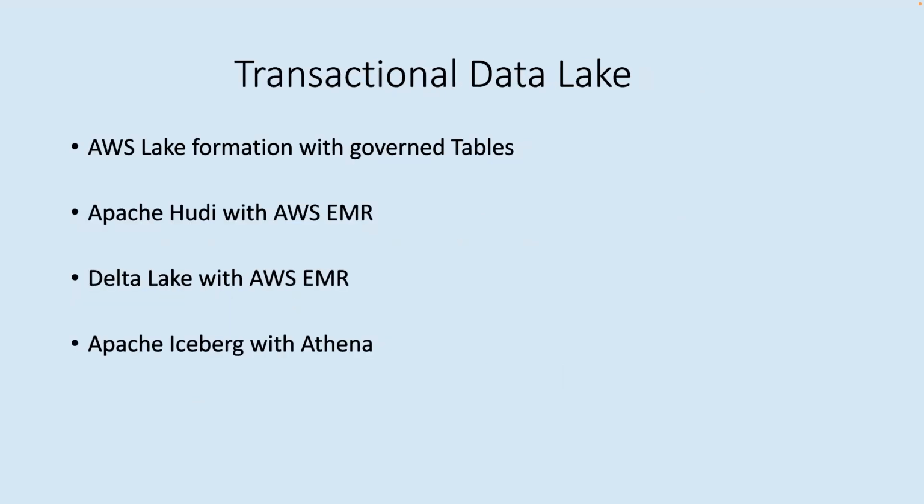And that's where, in AWS, you have something like a governed table in Lake Formation, which supports this, right? You can do row-level updates and deletes, things like that. And you can use Apache Hudi with EMR and Delta Lake. Also for Athena, there's the Apache Iceberg table, which you can create, which does support these ACID properties and row-level updates and all these things.